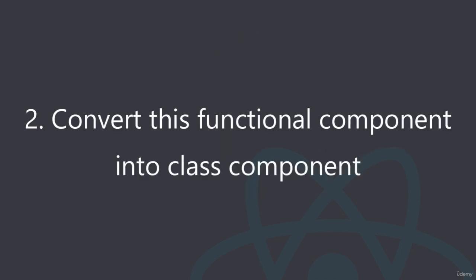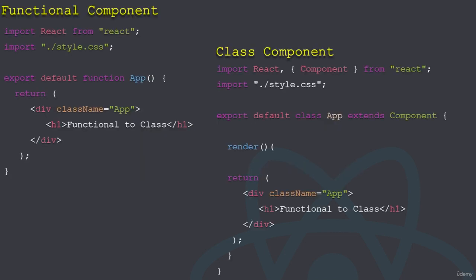The second question is, convert this functional component into a class component. So this is how a functional component can be converted into a class component. Or in other words, this is how a class component looks like, where you have the Component extended, and not only that, you must have the render method.